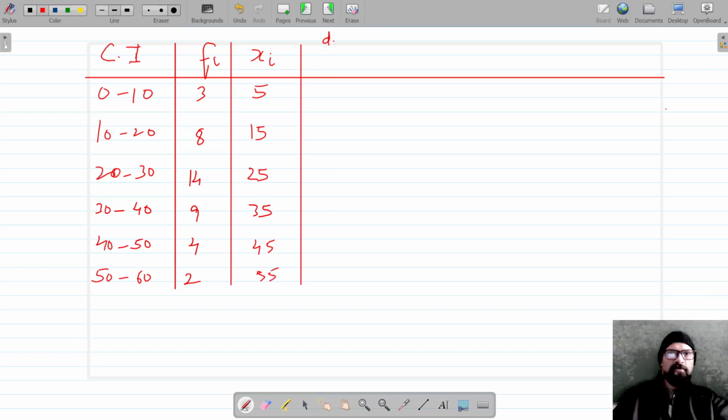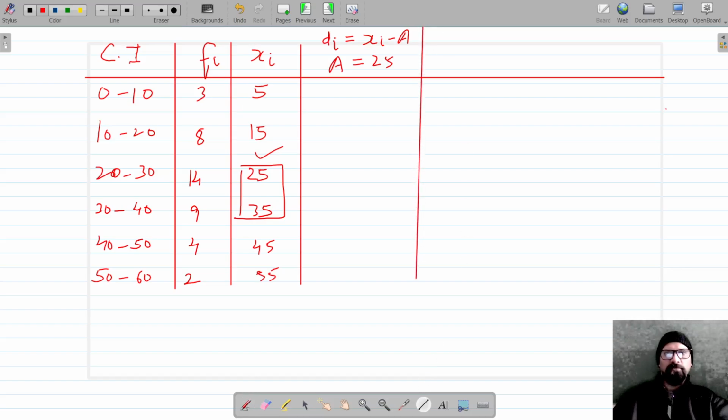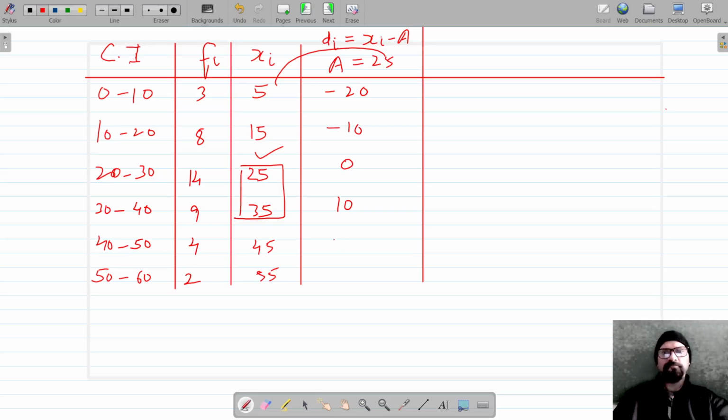Okay, now our next column will be the deviation from the assumed mean, and the assumed mean will be a middle value. So these are the two middle values, and I'm going to take the assumed mean as 25. So A is equal to 25. Now we have to subtract this from the class marks. So 5 minus 25 is negative 20. 15 minus 25 is negative 10. This is 0, which is 10, 20, and 30.